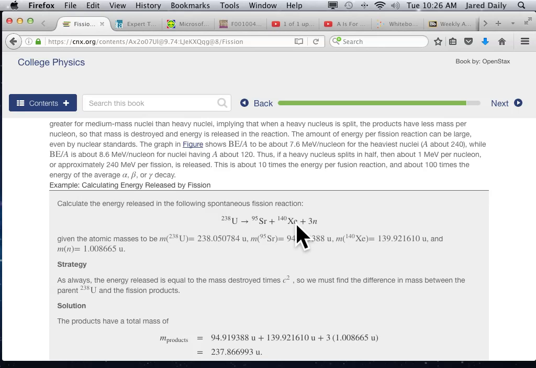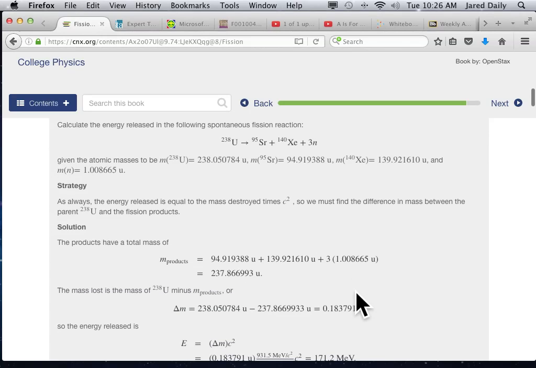Now, uranium-238 will go through a fission reaction, but it will not support a chain reaction. And the reason that it won't support a chain reaction is the neutrons coming out are not high enough energy. So essentially, you're not going to build a bomb with uranium-238. But you can build a nuclear reactor with uranium-238. So it can split into strontium and xenon and 3 neutrons, and then you're good to go.